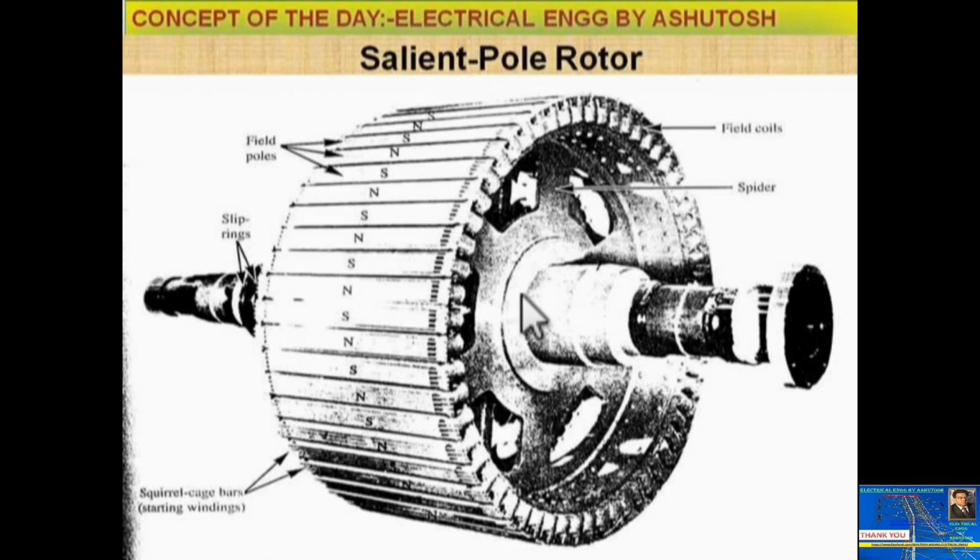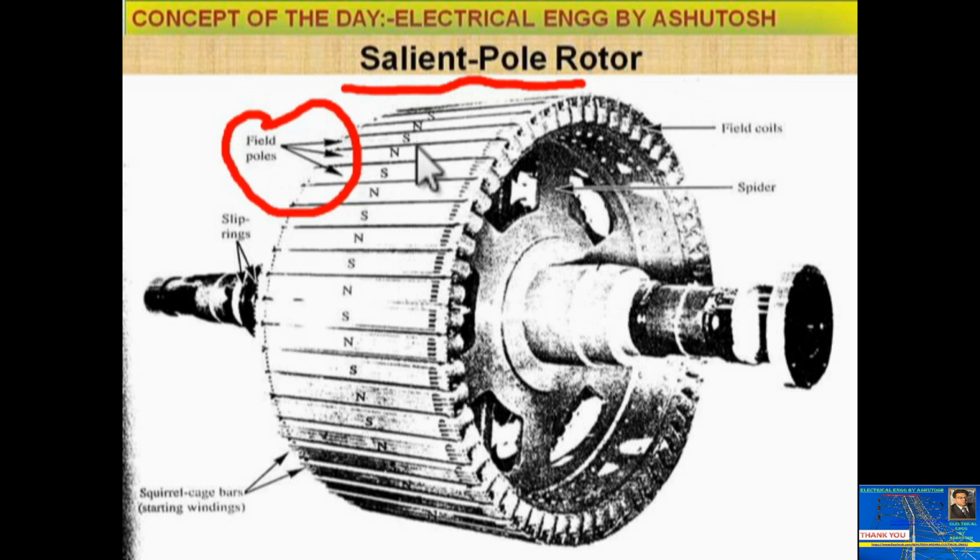Also you can see over here the salient pole rotor structure. These are called field poles, and in these the electromagnets will be formed. The magnet is formed here, and these are the field coils, as you can see over here.